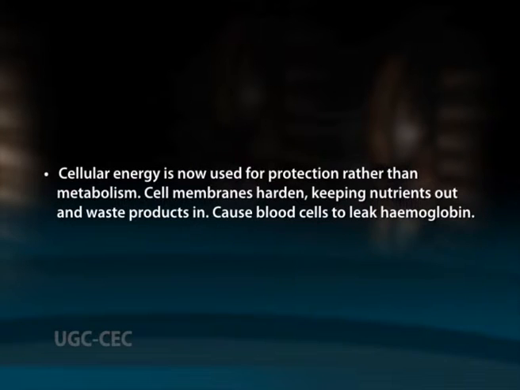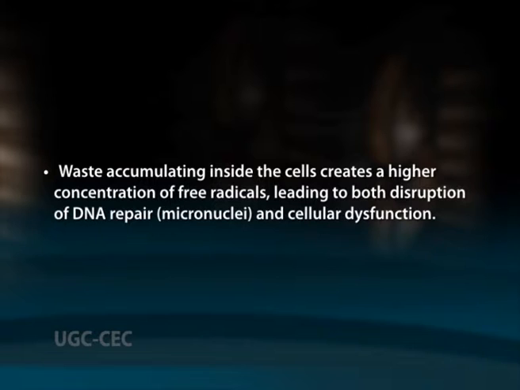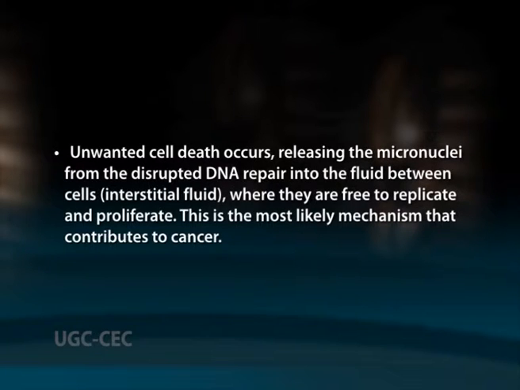Health issues related with mobile phone radiation. Cellular energy is now used for protection rather than metabolism. Cell membranes harden, keeping nutrients out and waste products in. Cause blood cells to leak hemoglobin. Waste accumulating inside the cells creates a higher concentration of free radicals, leading to both disruption of DNA repair and cellular dysfunction. Unwanted cell death occurs, releasing the micronuclei from the disrupted DNA repair into the fluid between cells where they are free to replicate and proliferate. This is the most likely mechanism that contributes to cancer.